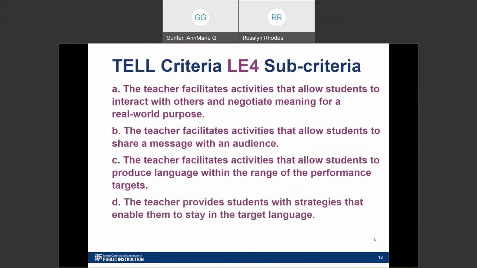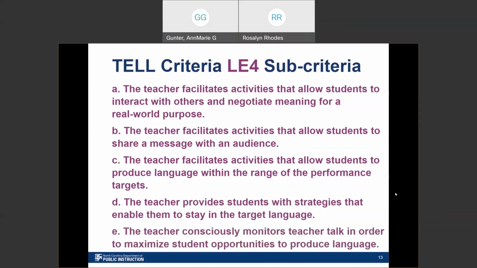D is the teacher provides students with strategies that enable them to stay in the target language. Rosalyn mentioned in her introduction that she works hard to make sure students stay in the target language, and we know that our goal is 90% or more in the target language we're teaching. And so as a teacher, we're always looking at ways that we can help our students stay in the target language in whatever kind of activity or practice they're in with the language.